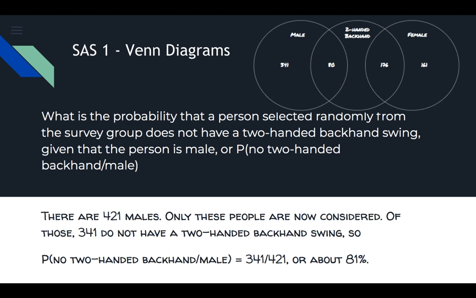Notice that I only looked at the people that are male. I didn't look at this section over here because it says given that the person is male. So I'm not looking at anything to do with the female. I'm just looking at the male section. So the answer is 341 over 421, which is 81%.